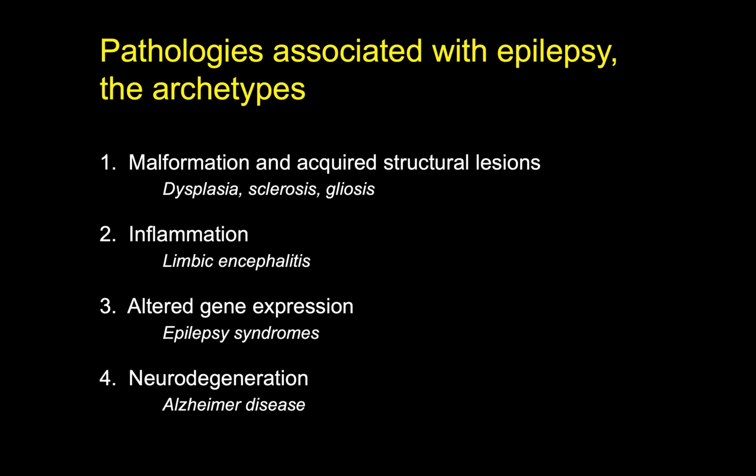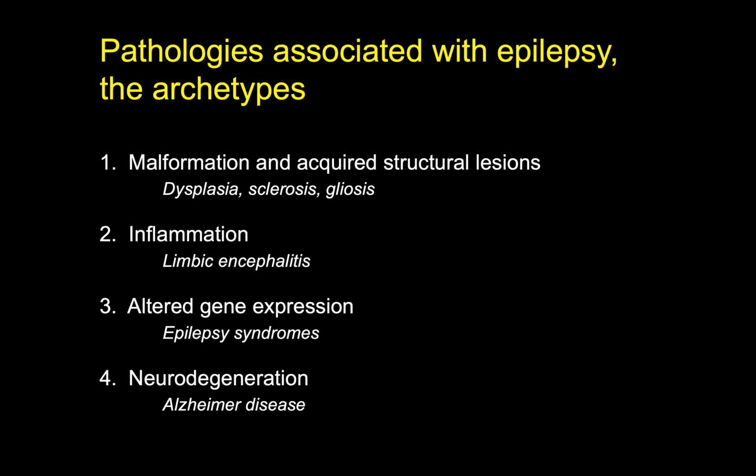When we consider pathologies associated with epilepsy, the main archetypes, and of course we're focused on number one here, would be malformations of the brain and acquired structural lesions. That would include dysplasias, malformations of cortical development, of cells getting to where they're supposed to be during development. And then more acquired things like sclerosis and gliosis, either from prior injuries or things that occur during our lives.